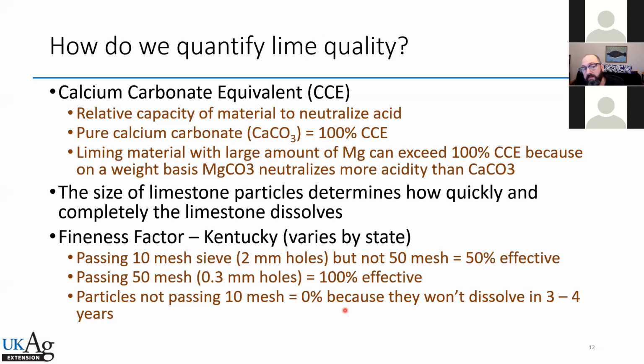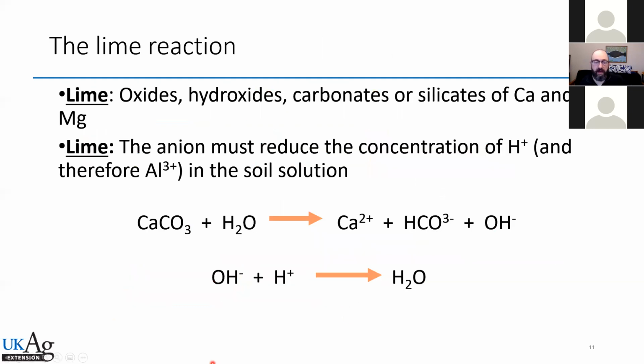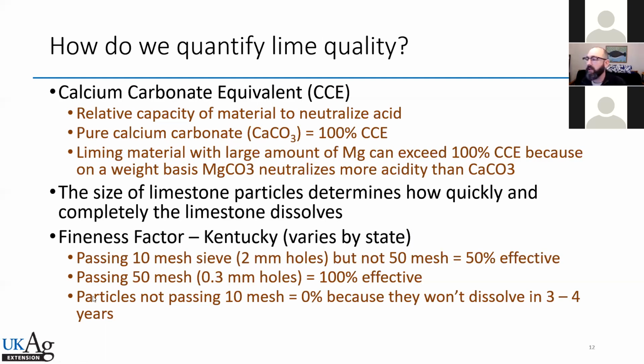Well, my lime might be 50% RNV. And so that means it's only half of that purity, and so I'm going to use twice as much. So if my soil test says I need 2 tons of pure lime, my quarry has 50%, then I'm going to put out 4 tons of that 50% to get the job done. And the way we get at that is by looking at the chemistry.